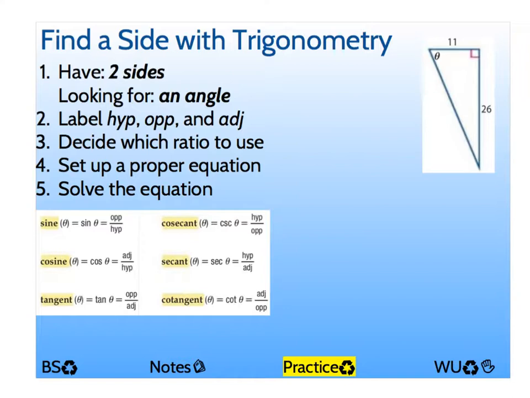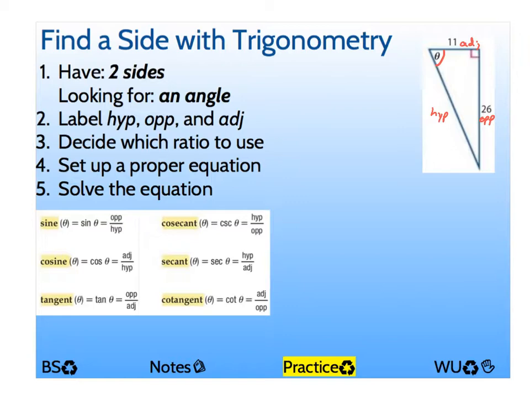Pause your video now so you can label those sides. Give the answer in 3, 2. From the angle theta, 26 is the opposite, and 11 is the adjacent. The hypotenuse is the side we don't necessarily need right now.